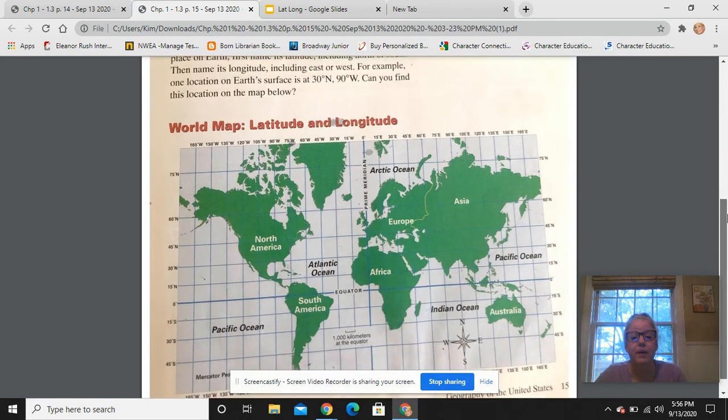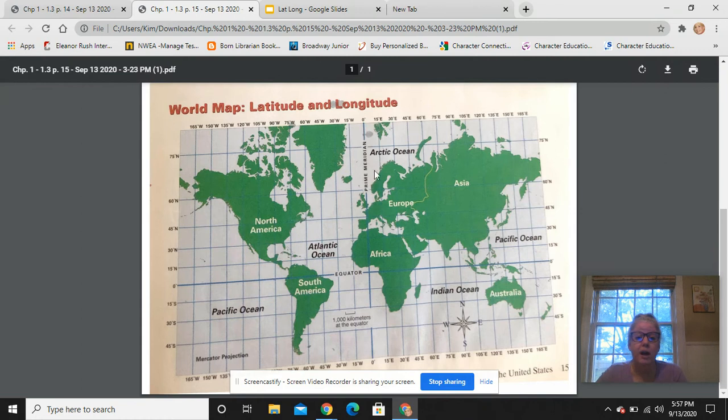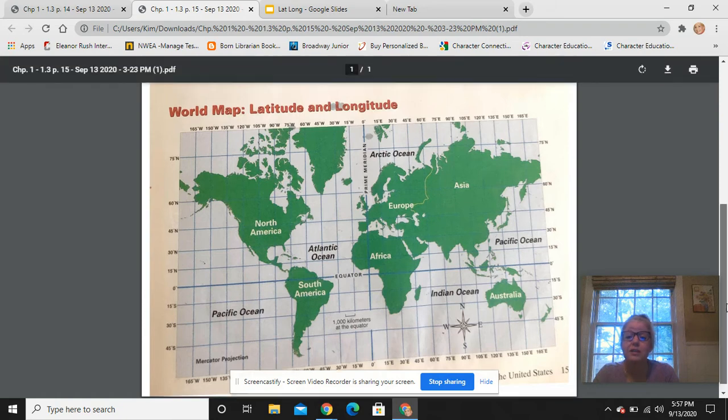So if you think about the Earth or a globe being a sphere, the prime meridian is 0 degrees, but when it wraps around the top of the Earth, right, it crosses over the North Pole and it goes down the other side. On the other side of the Earth, it is 180 degrees longitude, and it is known as the international date line.